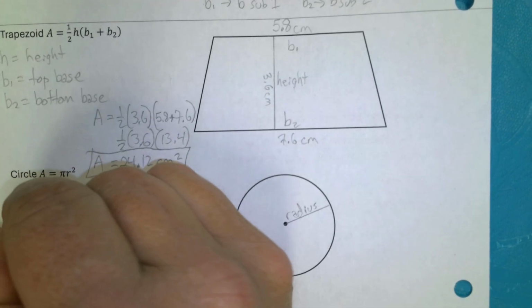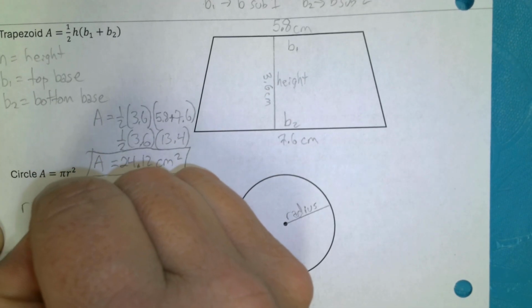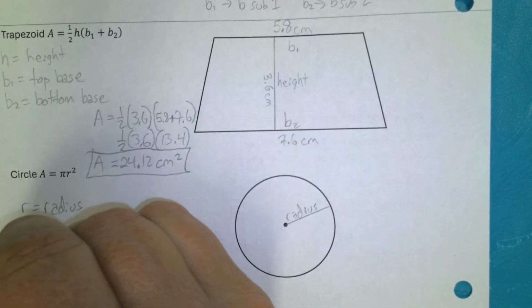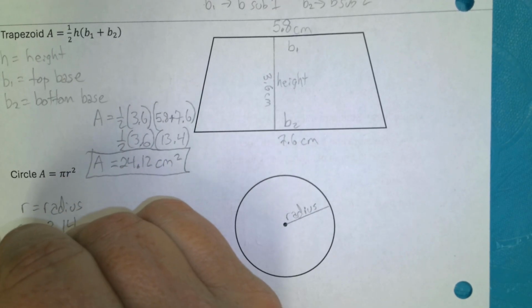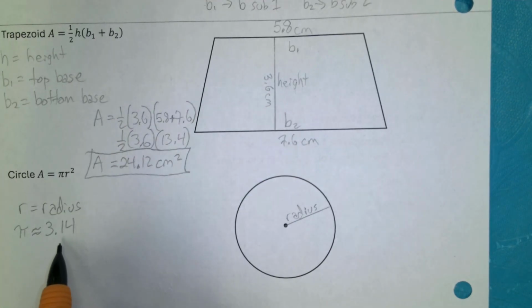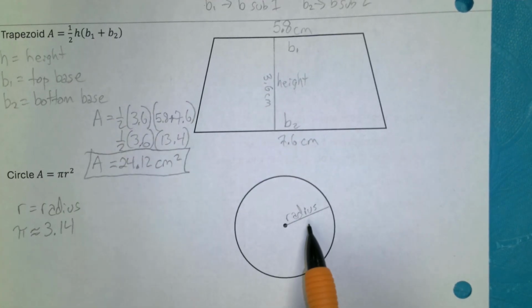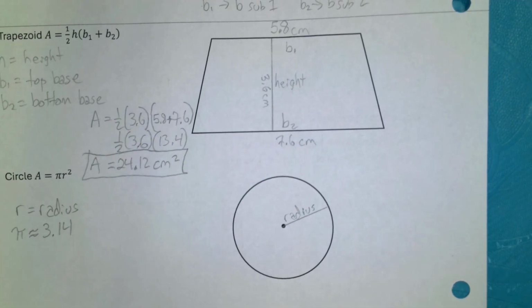And that's actually the only variable that we have in here. So radius, and we talked about this before, pi is about 3.14. I'll make these wavy. So we're going to use 3.14 for pi. And we're going to have to measure this radius. So go ahead and measure the radius in centimeters, and go ahead and write down its value.